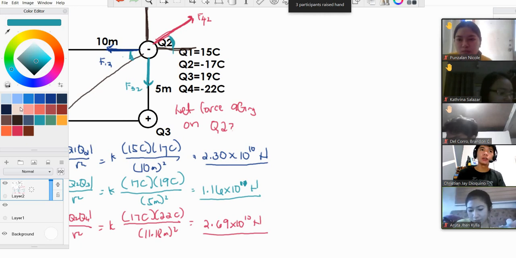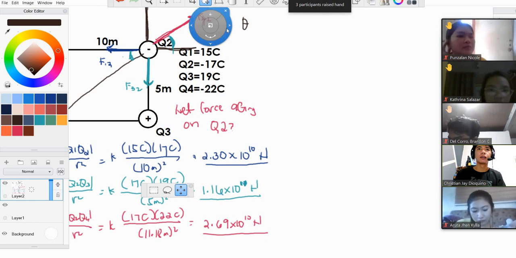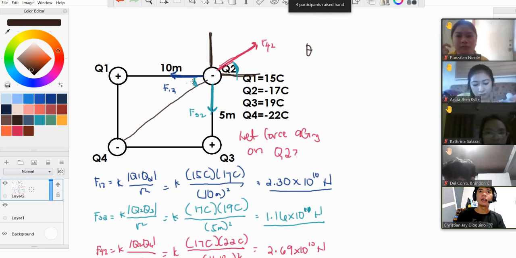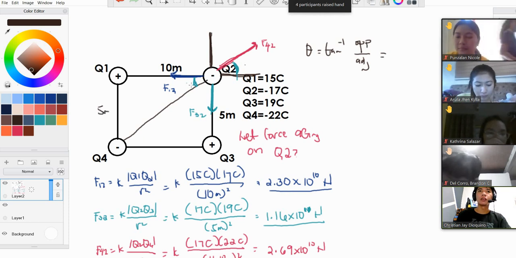So, paano daw nakuha yon? So, we have the angle. Of course, kailangan po natin makuha yung angle na nandito sa part na to para makuha natin yung angle na nandito, kasi yun yung mirror niya. So, we have opposite over adjacent. Our opposite here is yung 5 meters kasi yun yung katapat ng angle na kukuhain natin. So, we have 5. Then, divide natin dun sa adjacent na 10.